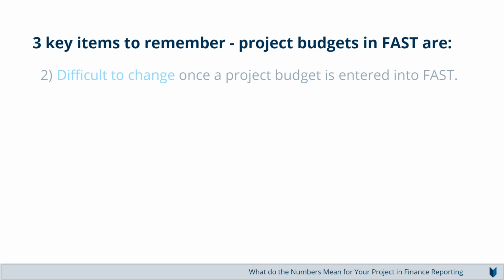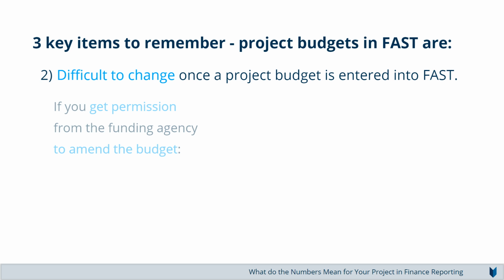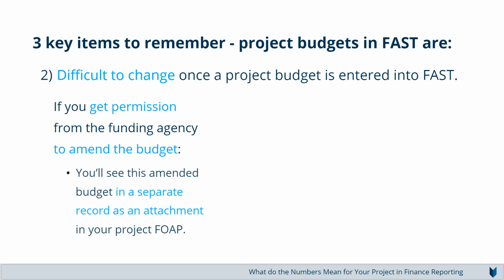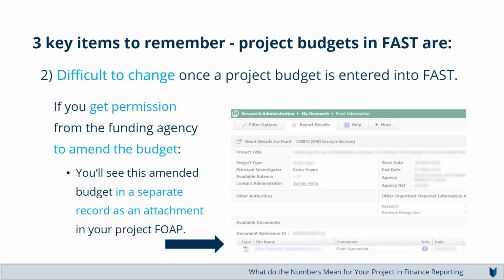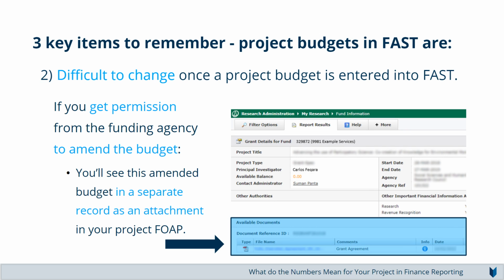The second thing to remember is that once a project budget is entered into FAST, it is very difficult to change. However, if you receive permission from the funding agency to amend the budget, Orsi will keep the record of this amended budget in a separate record as an attachment in your particular project FOP. If you have any amendments on your project, you'll be able to see attachments such as this here.